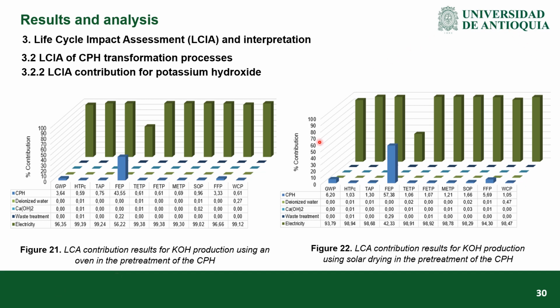When the solar drying is considered, the greatest difference in electricity contribution is found in the freshwater eutrophication impact, where the CPH is important for this category under this condition.